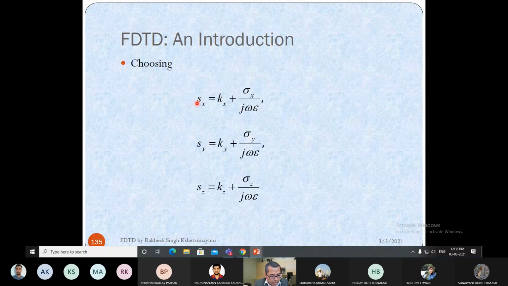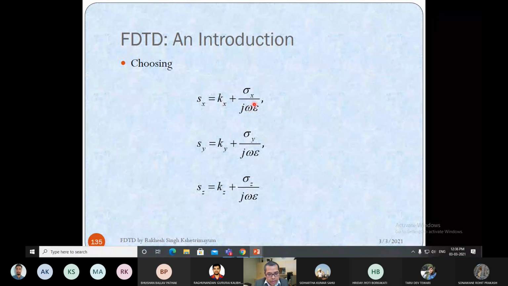And what is Sx? Sx, Sy, Sz are scale parameters. Sx is kx plus sigma x by j omega epsilon. Previously we multiplied j in the numerator and denominator, so it becomes kx minus j sigma x by omega epsilon. That was the equation; it's the same equation, I've just put it in a different form. Multiplying by j and j here, I get minus j sigma x by omega epsilon. Same equation we have here.